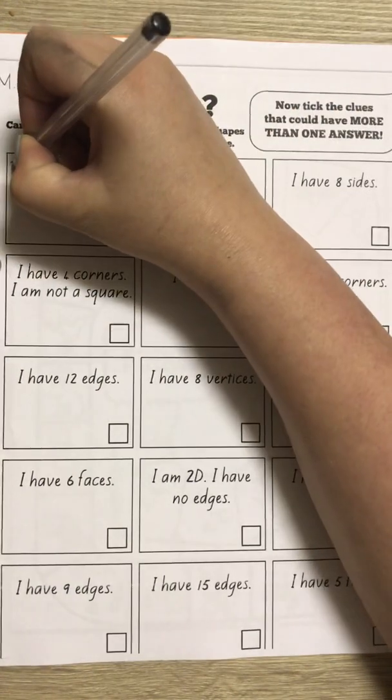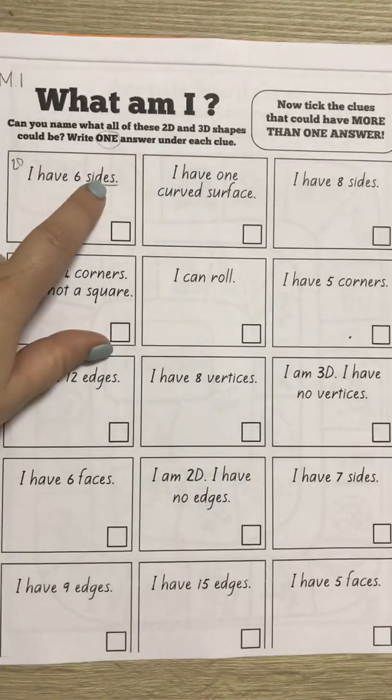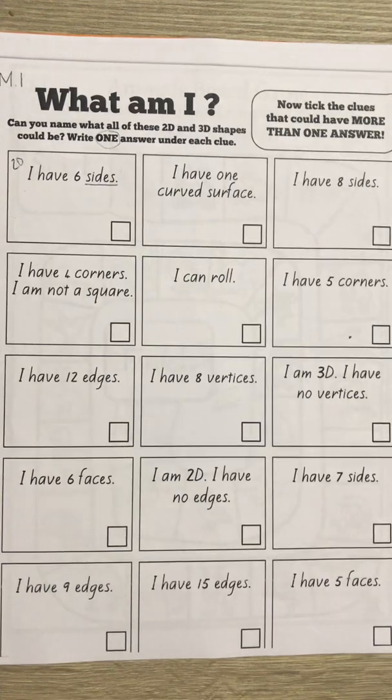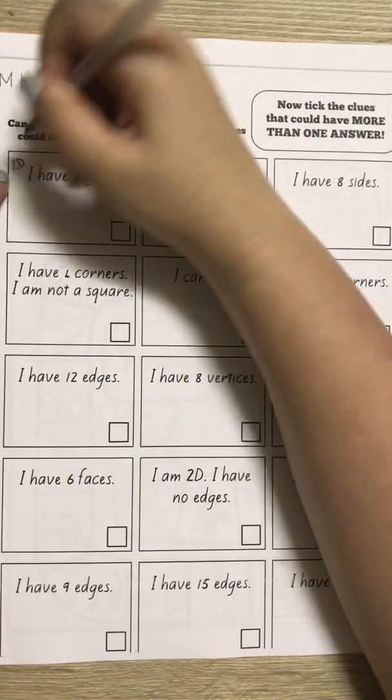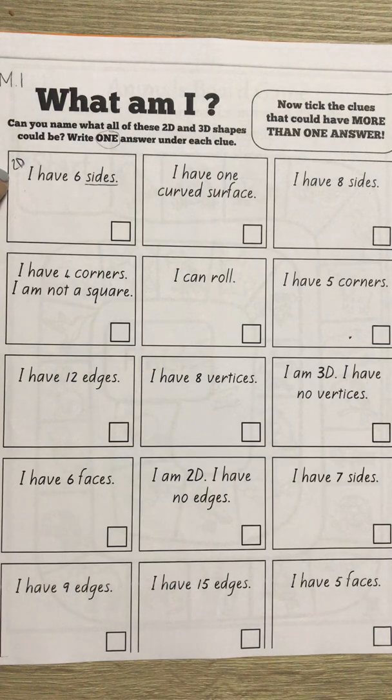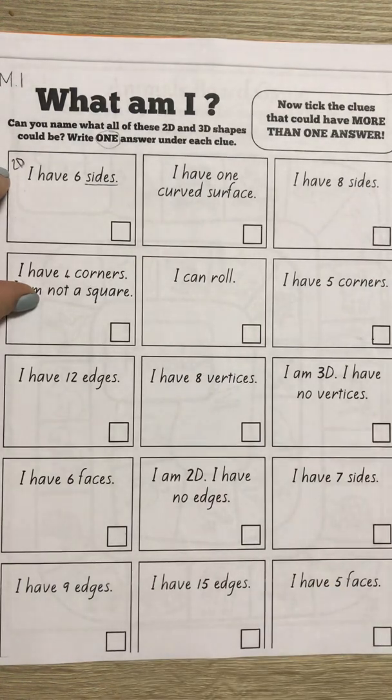Can you name what all of these 2D and 3D shapes could be? Write one answer in capital letters under each clue. Now tick the clues that could have more than one answer. Okay, so it says, I have 6 sides. Now the fact that it said sides and not edges immediately tells me this is a 2D shape, because it's talking about sides. I think I might help you guys identify whether they are 2D or 3D for some of them, not all of them. I think I'll help you with these first 6 and then you can do the rest by yourself.